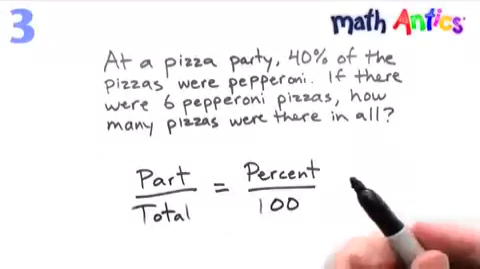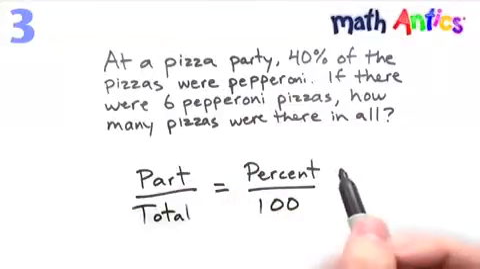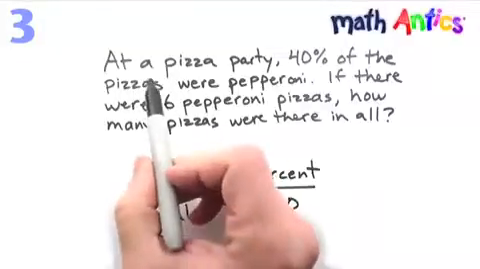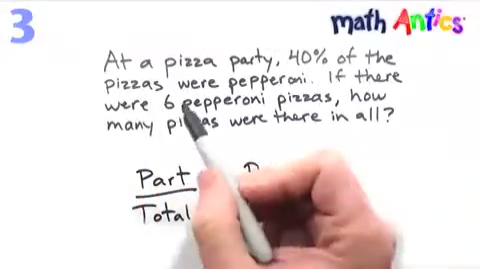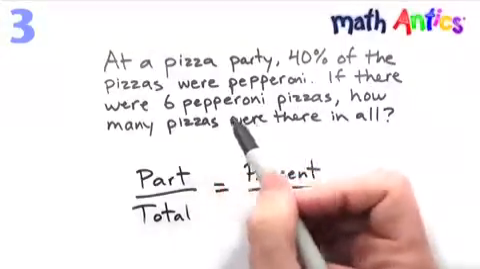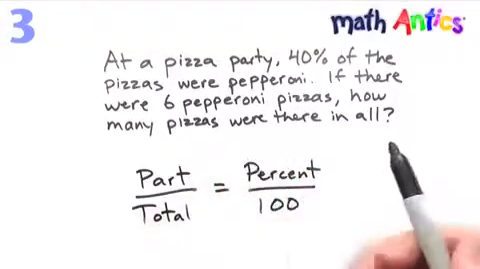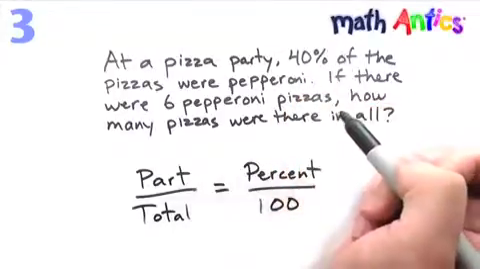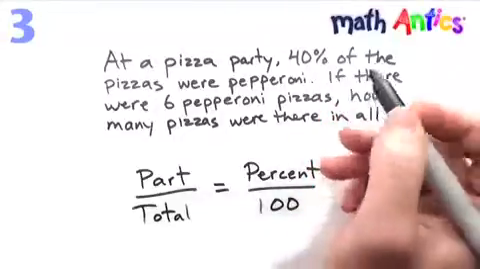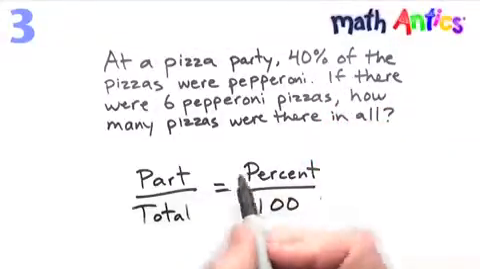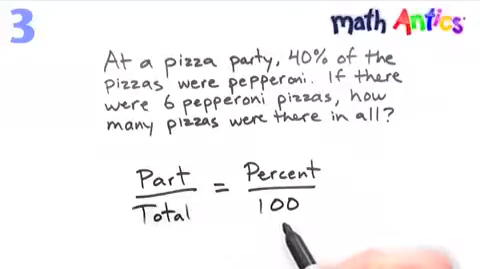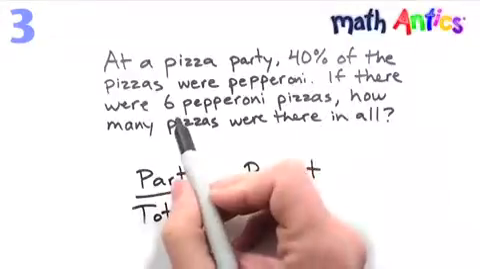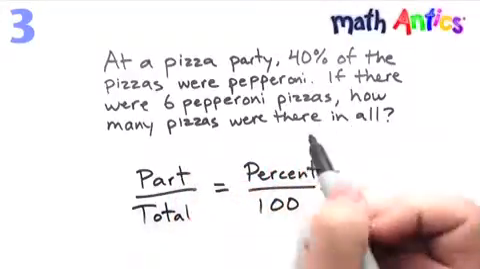For this word problem, we need to look at all the information we're given, figure out which component's missing, and circle it in the equation below. All right. At a pizza party, 40% of the pizzas were pepperoni. If there were 6 pepperoni pizzas, how many pizzas were there in all? All right, so the first bit of information we have is this 40%. It has a percentage sign, which is a good clue that it's going to be the percent component of the equation. All right, so 40% of the pizzas were pepperoni. If there were 6 pepperoni pizzas, how many pizzas were there in all?